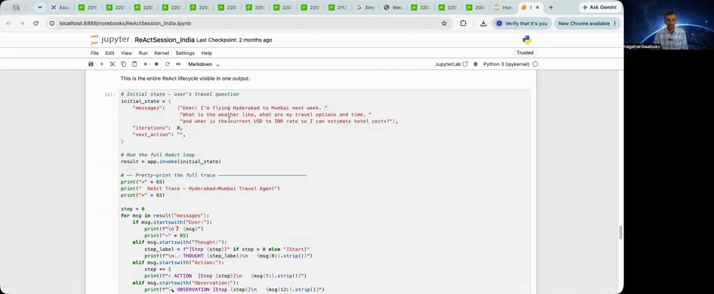If you give a prompt like, I am flying Hyderabad to Mumbai next week. What is the weather like? What are my travel options and time? And what is the current USD to INR rate, so I can estimate hotel cost? So this is a proper question. How does the ReAct framework resolve this question? When does it do the reasoning, when does it make the decision, and what actions need to take place? I'll try to explain this in the next session.